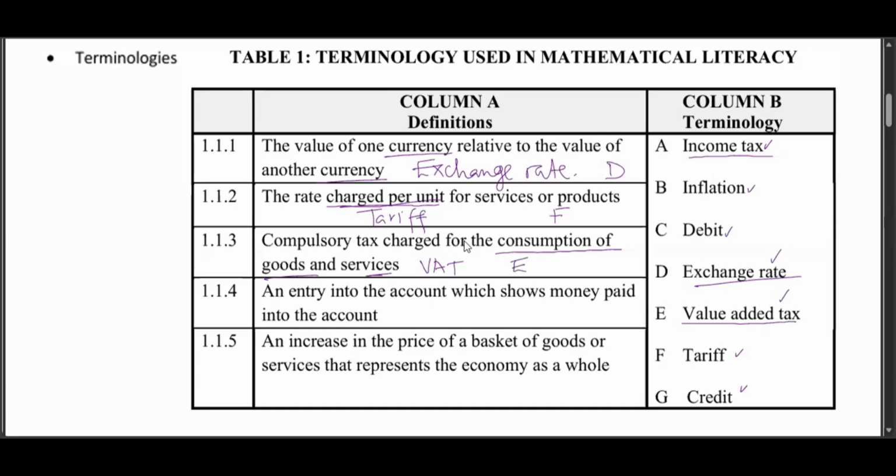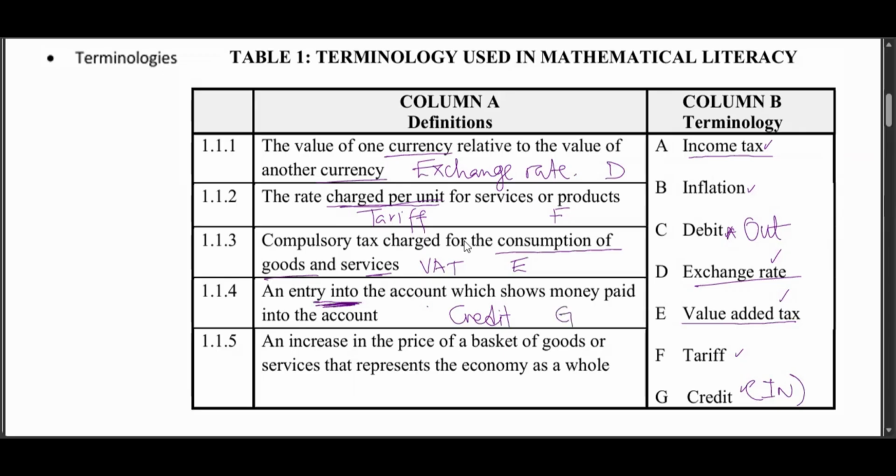Among other terminologies, this is just an example I'm showing you, all right? An entry into an account which shows money paid into the account. Now, here we have debit. We know very well debit, this money goes out. Then when you have credit, the money has come in. The account has been credited. So here we shall say it's credit. So here the value becomes G.